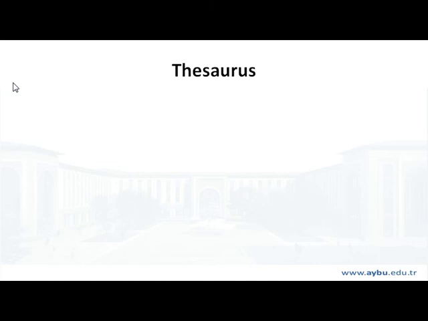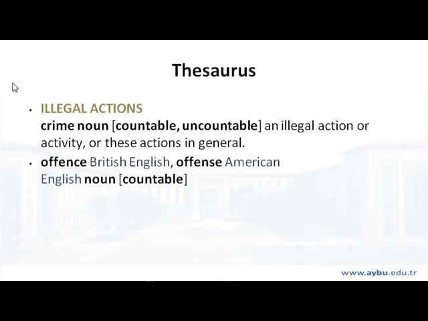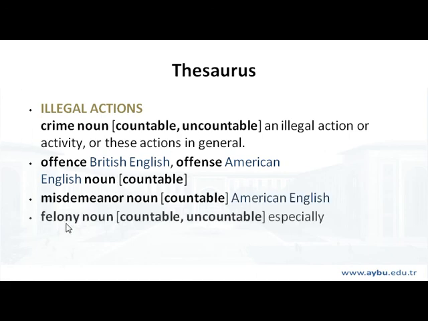Then thesaurus. What is a thesaurus? A thesaurus is a kind of dictionary that focuses on similar meanings. So it expands your variety in using one word. If in speaking and writing you only use crime, this shows that you don't have good vocabulary. So instead of crime, we can use offense, as you see, British English. And misdemeanor, felony, although they are not exactly the same, they are in the same family, okay? So a thesaurus talks about words that are similar in meaning.